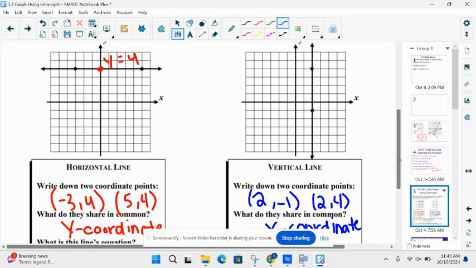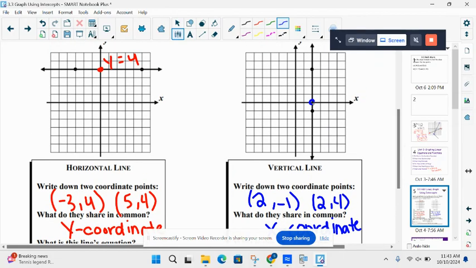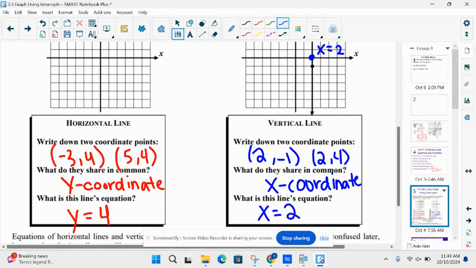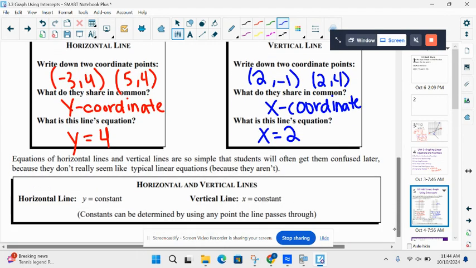And notice the line crosses through the x-axis at 2. That means the equation is x equals 2. So horizontal lines have the form y equals a number, and it's whatever number it goes through on the y-axis.